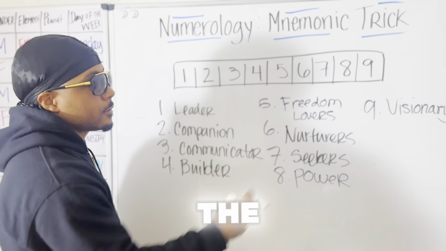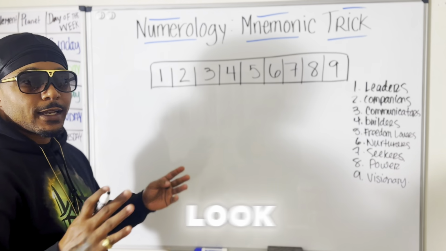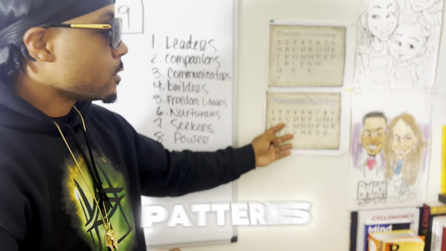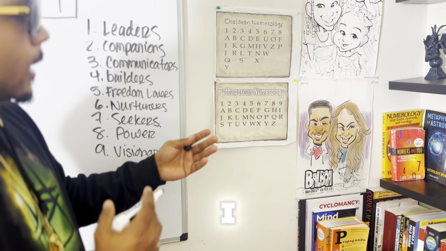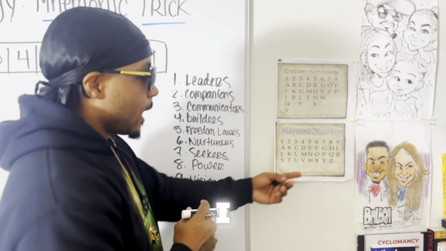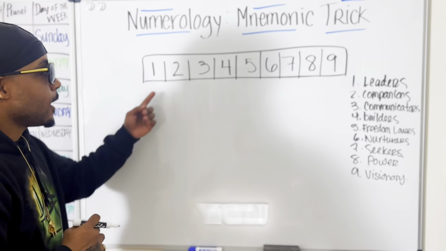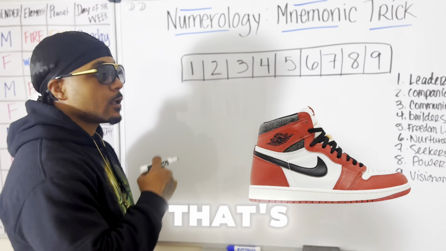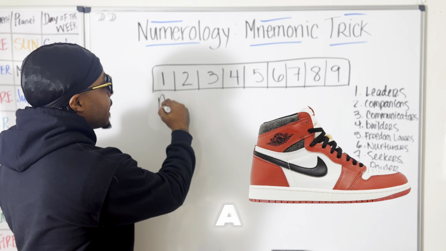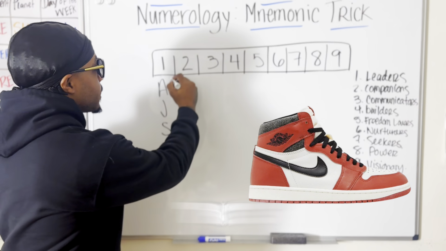So now that you have the frequencies of each number, let me show you the mnemonic trick. See, when I look at numbers and when I look at the numerology chart, for example, over here, I see patterns. So what I did, just like PEMDAS does, please excuse my dear Aunt Sally, I use that with the numerology chart. I'll show you. In the one column, that's Air Jordans. And you want to know why? Because Air Jordans is AJS. Air Jordans. So that's the one column.